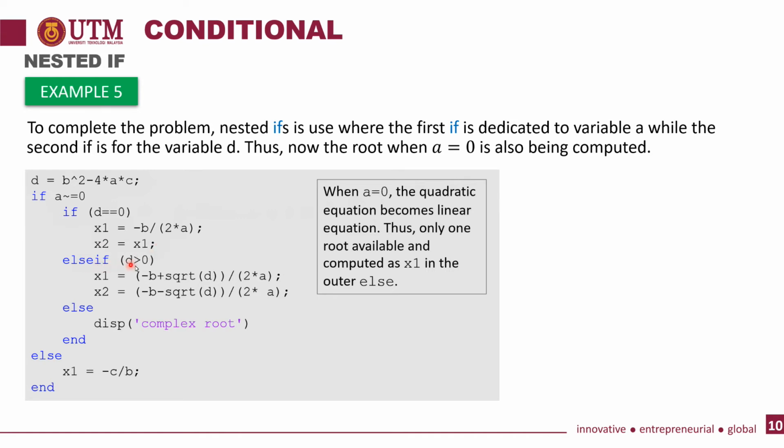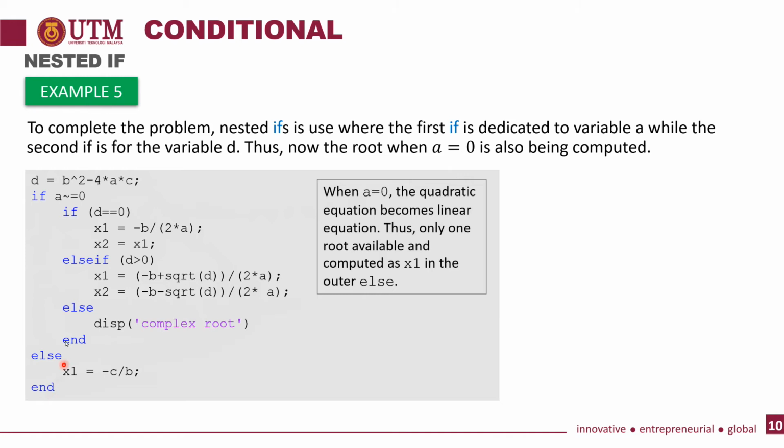Else if D is greater than 0, it will execute this statement. Okay, and else it will display complex root. So this example is similar to example number 4, but right now we have a nested if, which is an if statement inside a bigger if statement. So if inside if, we call it nested if. Then we have else x1 equals to negative c over b.